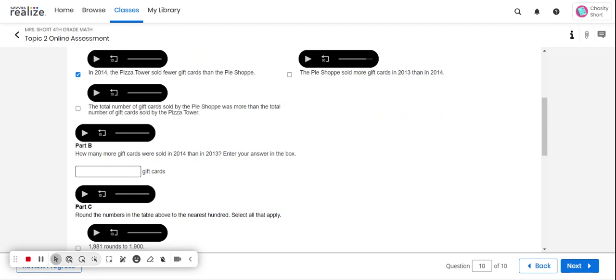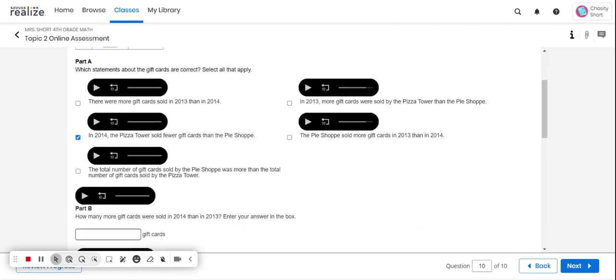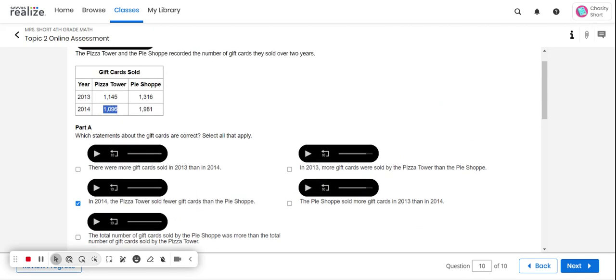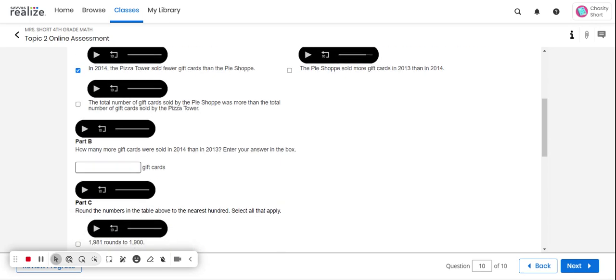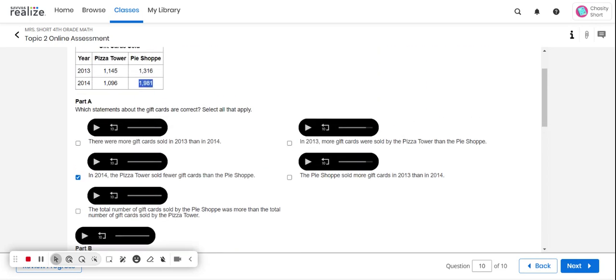Part B, how many more gift cards were sold in 2014 than in 2013. You just have to work that one out. So you're going to find out how many were sold in 2014. That's going to be this number plus this number. And then you're going to have to find out how many were sold in 2013. This number and this number. And then you have to find the difference between those two.